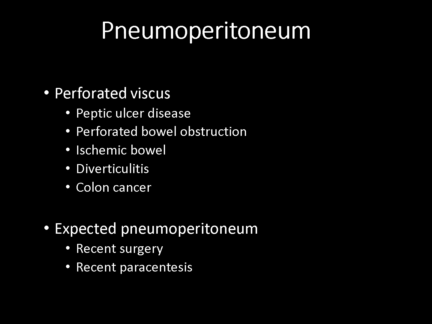Settings where we see expected pneumoperitoneum are in recent surgery. So they've recently gone into the abdomen and just air has been introduced from the external environment. Whether that's just a laparotomy through the incision itself or laparoscopic procedure where they actually injected air into the peritoneal cavity. And recent paracentesis, or really any procedure where they've violated the peritoneum and potentially introduced some air.